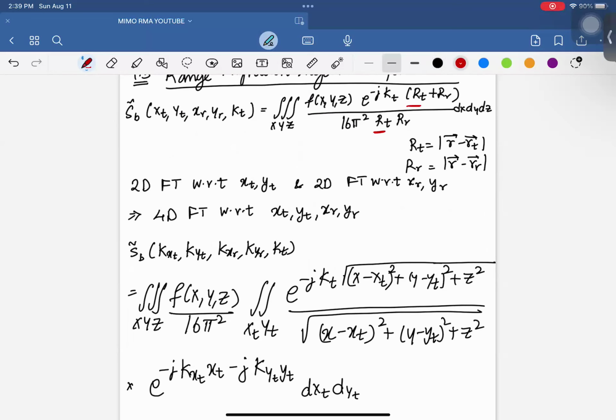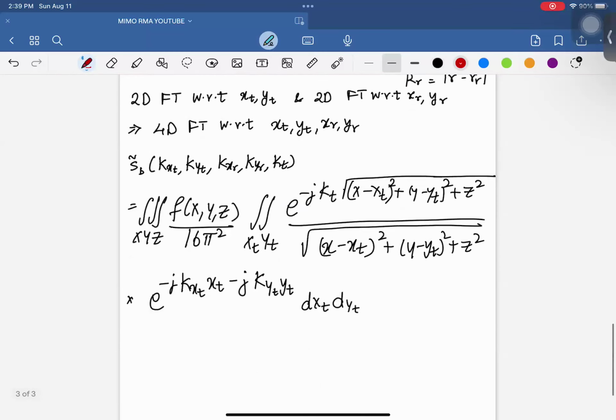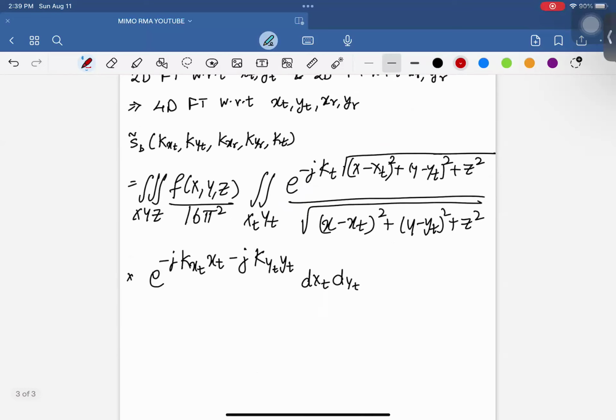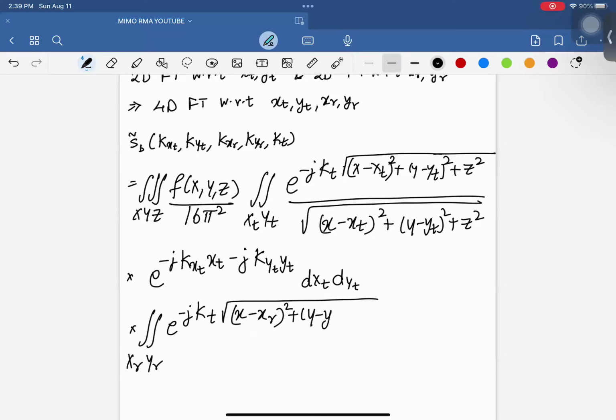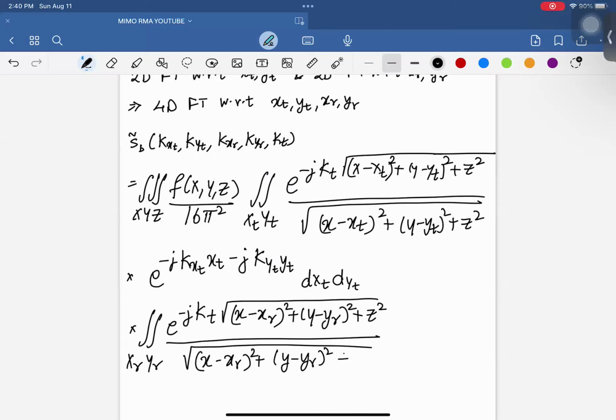So I've only included this part and this part, and we are left with another 2D Fourier transform, which can be taken further inside because xr, yr and xt, yt are unrelated. So the other Fourier transform comes in now, times the integral over xr, yr of e to the minus j kt, where this subscript t has nothing to do with the transmitter, it's to represent the time domain, square root of x minus xr square plus y minus yr square plus z square, over square root of x minus xr square plus y minus yr square plus z square, times e to the minus j kxr xr minus j kyr yr.